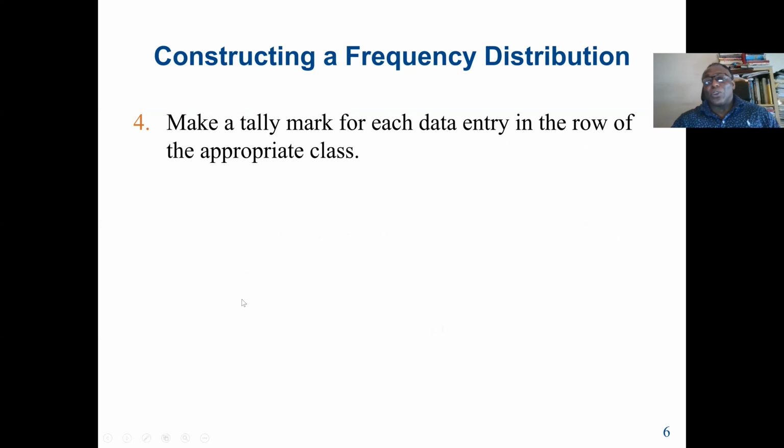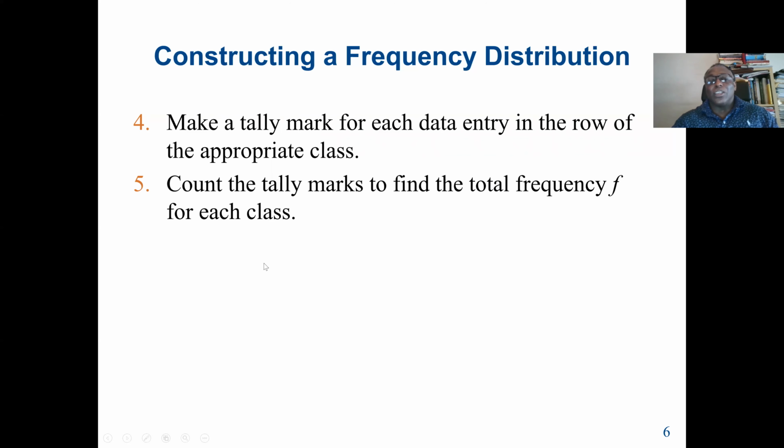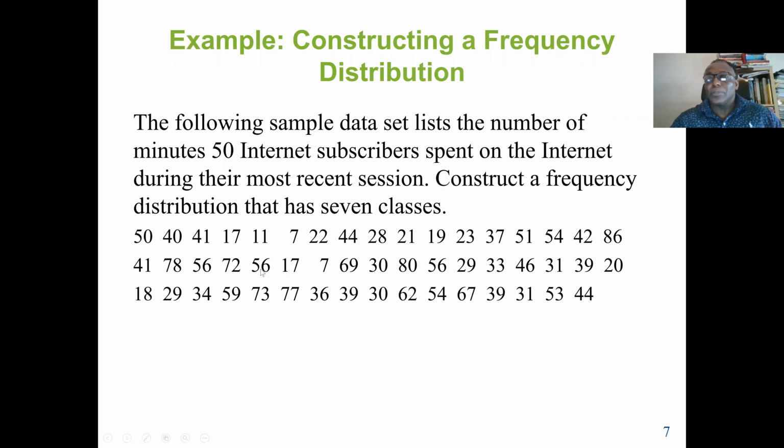Then the next step, we finish with the first column, which is the classes. Next we go to the second column, which is the frequency. In the frequency section, we just make a tally mark for each data entry. So we just count how many data entries fall in each class. Then after we finish counting, we put the value down for each class.